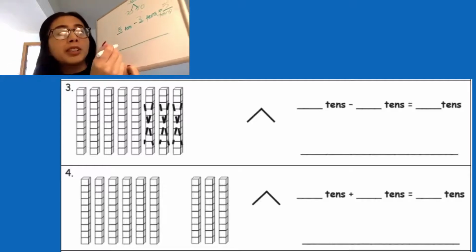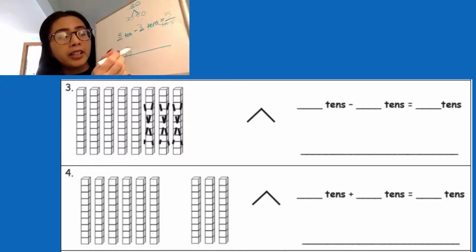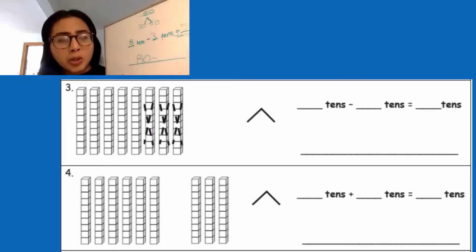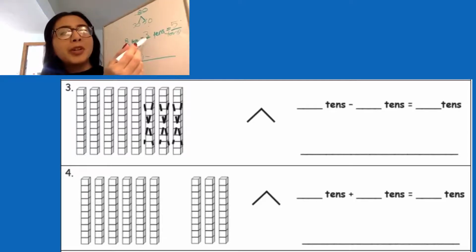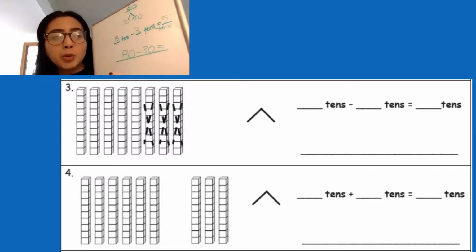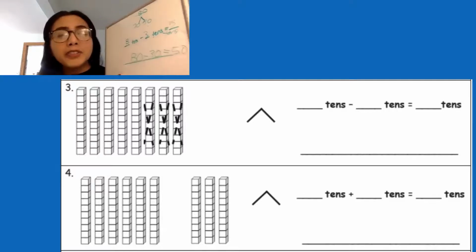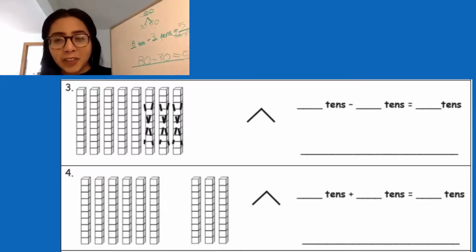And if we do our number sentence the regular way, we start with our total, 80. How many cubes did we take away? We took away 3 tens, or 30. And how many cubes were we left with? We were left with 50. 50 cubes. So our answer is 50.